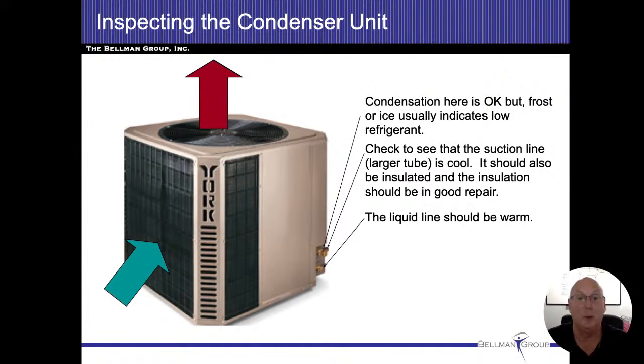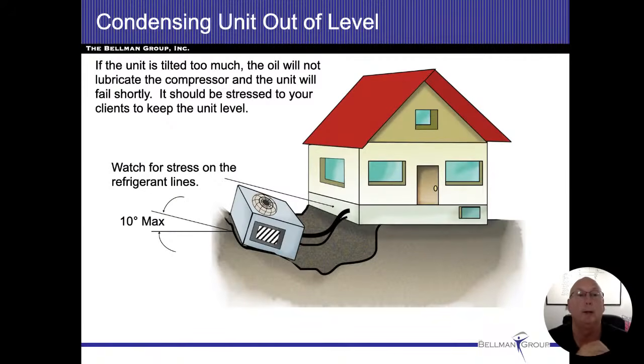All right. So we always want to do our best to see what we can see. But ice on an air conditioning system is not a good thing. That usually indicates low refrigerant. All right. I like to feel that the liquid line is warm and that the suction line is cool. And I do that on pretty much every unit when it's running.